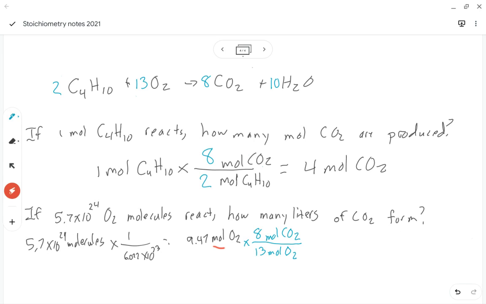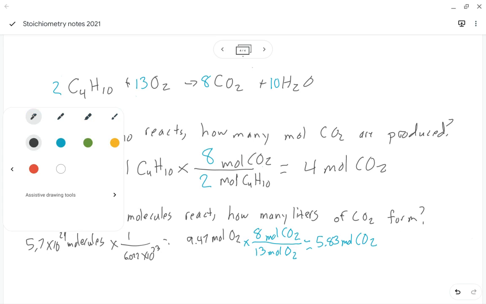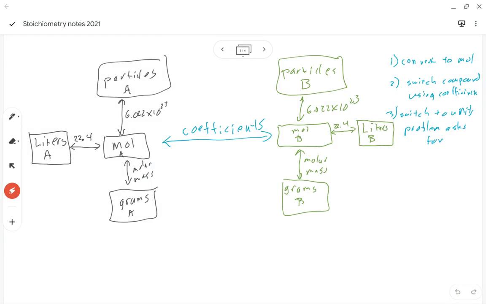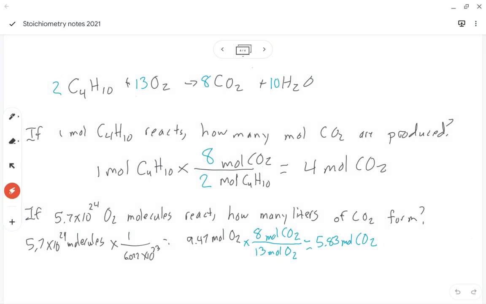We set this up so that whatever we start with moves to the bottom so that those units cancel. This gives us 5.83 moles of CO2. The last step is that we need to get those moles into liters. Just like we've already learned, to get moles into liters, you multiply by 22.4 and you get 130.54 liters of carbon dioxide.